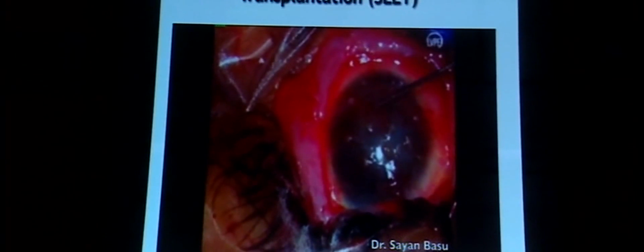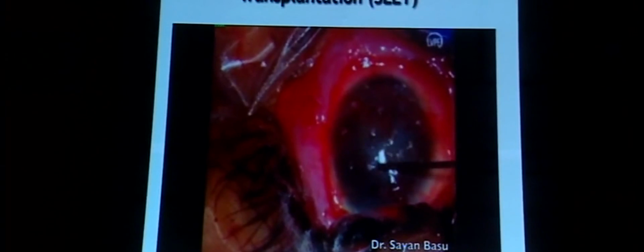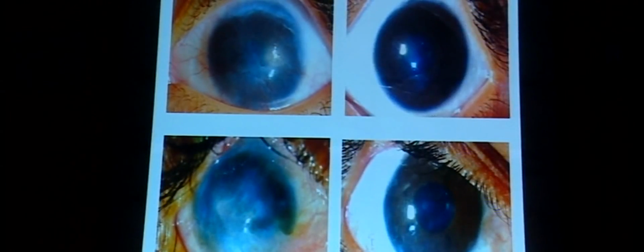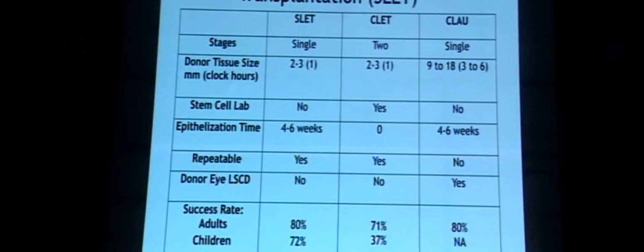then take the limbal biopsy, cut it into multiple small pieces, spread it onto the surface in a circular manner, try to avoid the central area, fix it with fibrin glue, put a bandage contact lens. Very simple procedure and highly successful. These are some of the pre and post pictures.